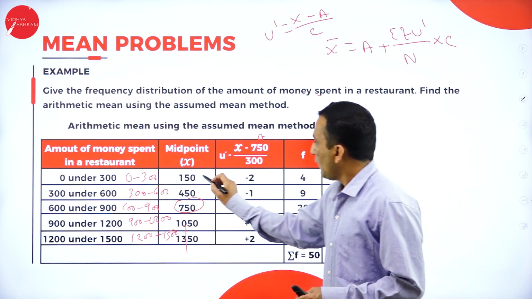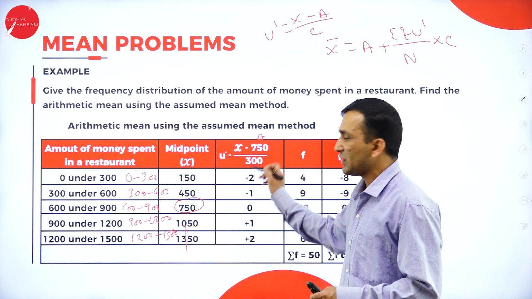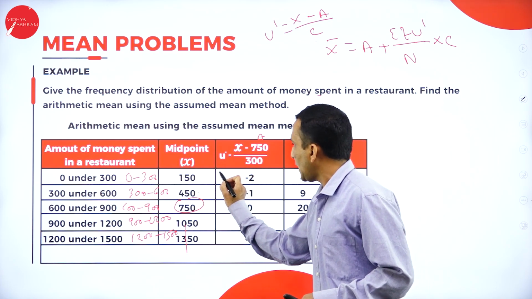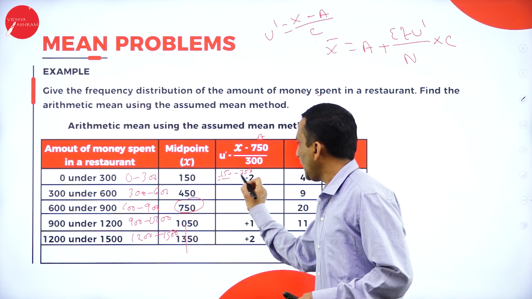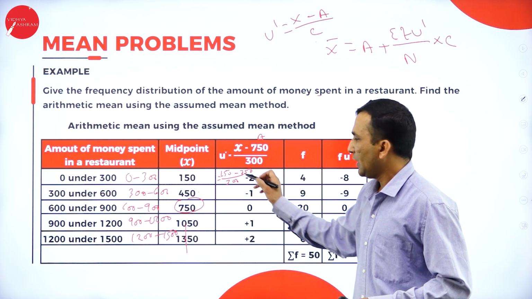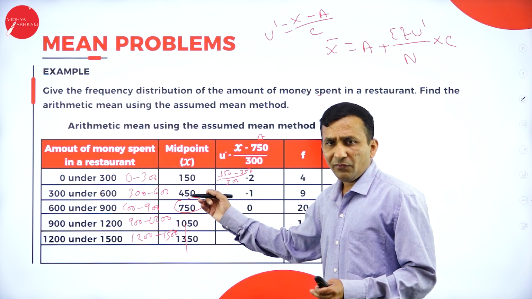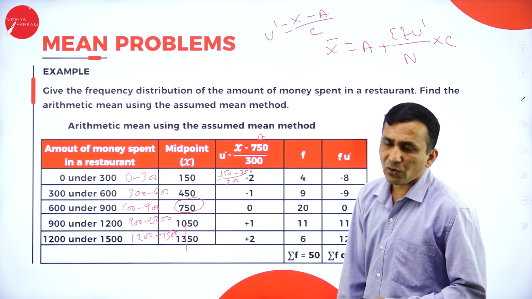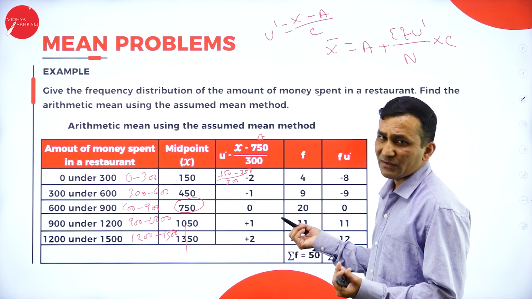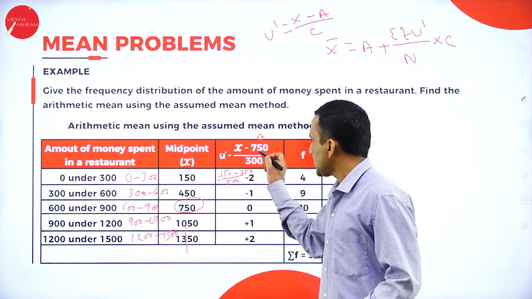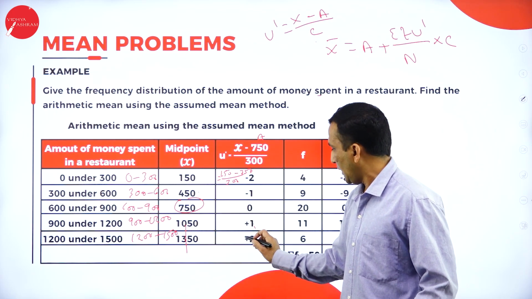Now we solve. Since I have assumed 750, it is subtracted from every value in the x series. For 150: 150 minus 750 divided by 300 gives minus 2. For 450: 450 minus 750 is minus 300, divided by 300 gives minus 1. For 750: 750 minus 750 is 0, divided by 300 gives 0. For 1050: 1050 minus 750 divided by 300 gives plus 1. For 1350: 1350 minus 750 divided by 300 gives plus 2.